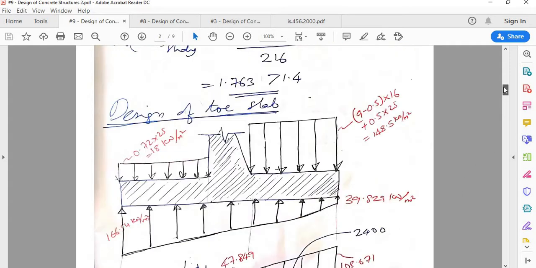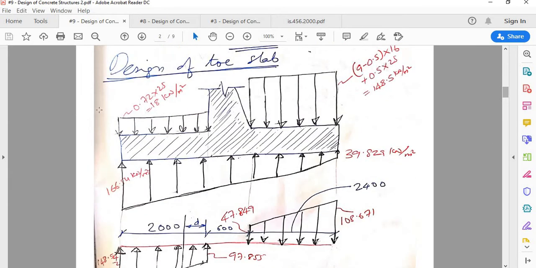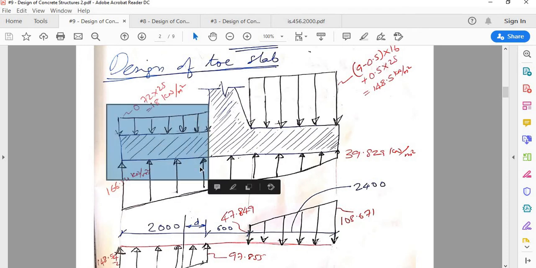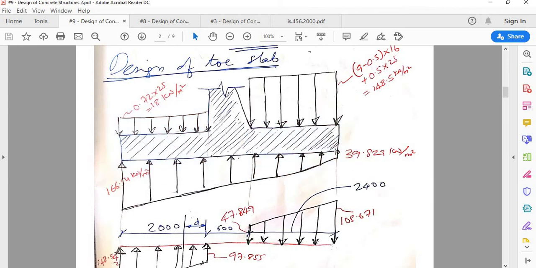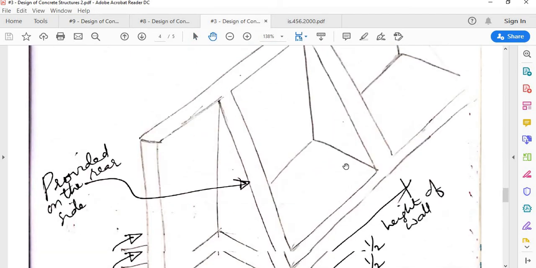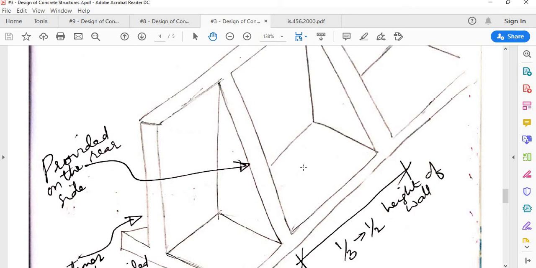Now let us come to the heel slab. Toe slab, whatever we discussed, is exactly a revision of what we had seen in the case of a cantilever retaining wall. But what's going on in the case of the heel slab? That is something interesting which we will look at in detail, because remember, this is the counterfort retaining wall.